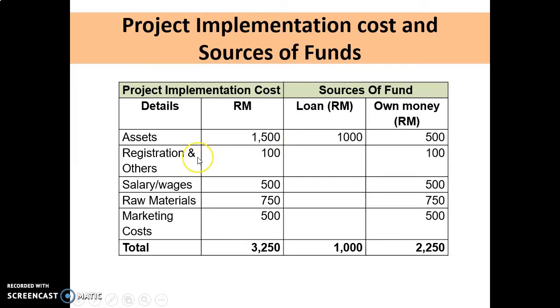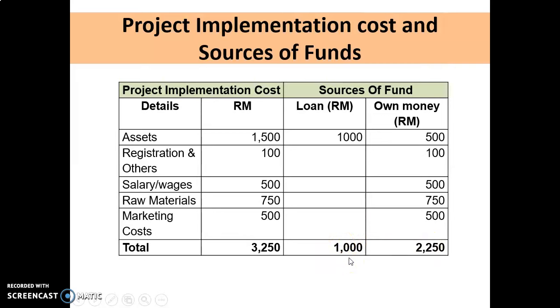So maybe in the initial phase you need to pay the registration and other fees related to the business commencement. So you need to pay like 100 ringgit. So you put it here. You use your own money. Salary and wages for the first 5 days is 500 ringgit using your own money. Raw materials for the week's production 750 ringgit. Marketing cost like 500 ringgit at first attempt to market the business. So altogether you need to use your own money 2,250 ringgit, and the rest, which is 1,000, you obtain from the loan.